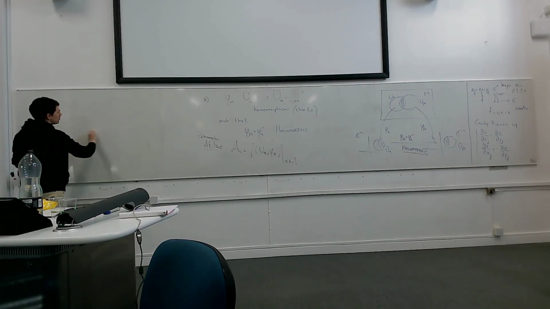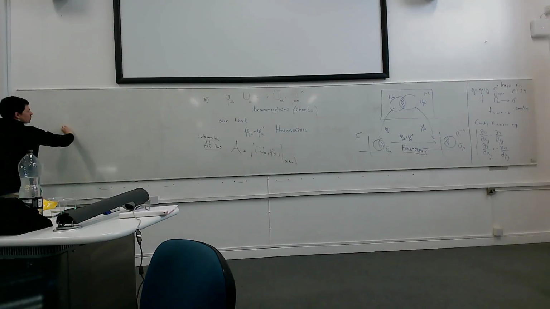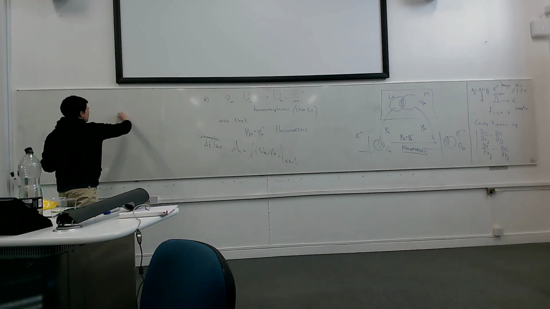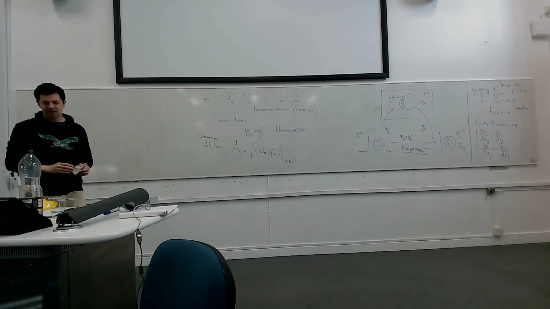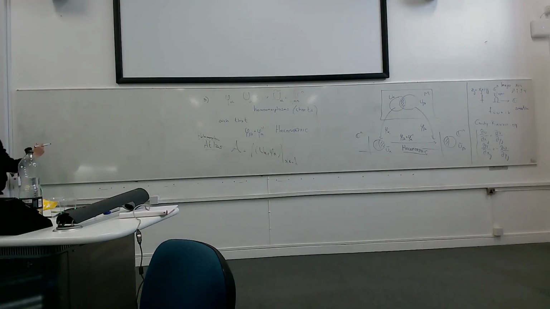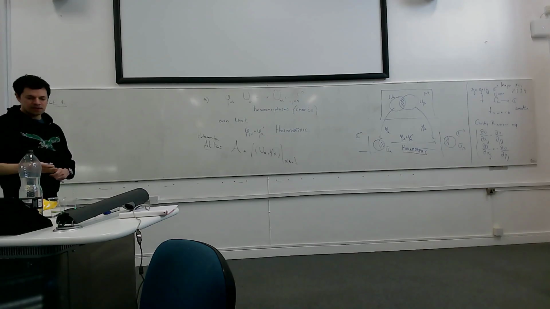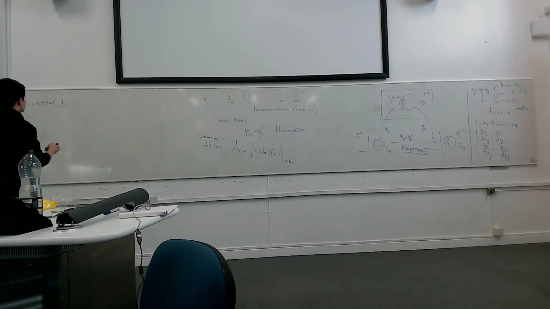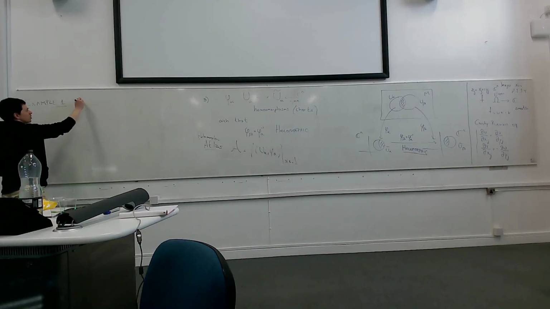So the first example I want to discuss is the two-dimensional sphere, which has quite a natural structure of a complex manifold. So this will be example 1. So let's consider the two-sphere.